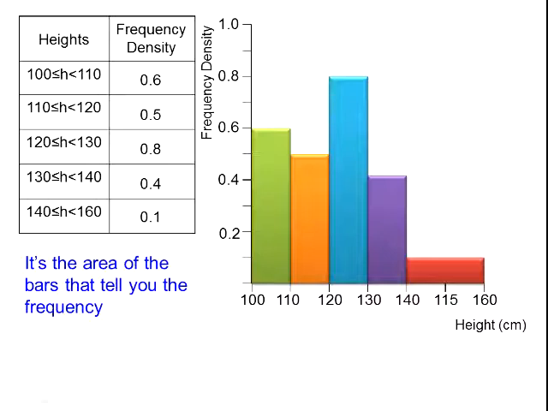So the area of this one would be 10 times 0.6, which is 6, 5, 8, 4, and 2. So the areas of the bars tell you the frequency, and use the formula frequency divided by class width to find the frequency density. And they can ask you all sorts of questions on it, but it should make sense from there. This is the hardest part. So go and try some, and I hope it all makes sense.